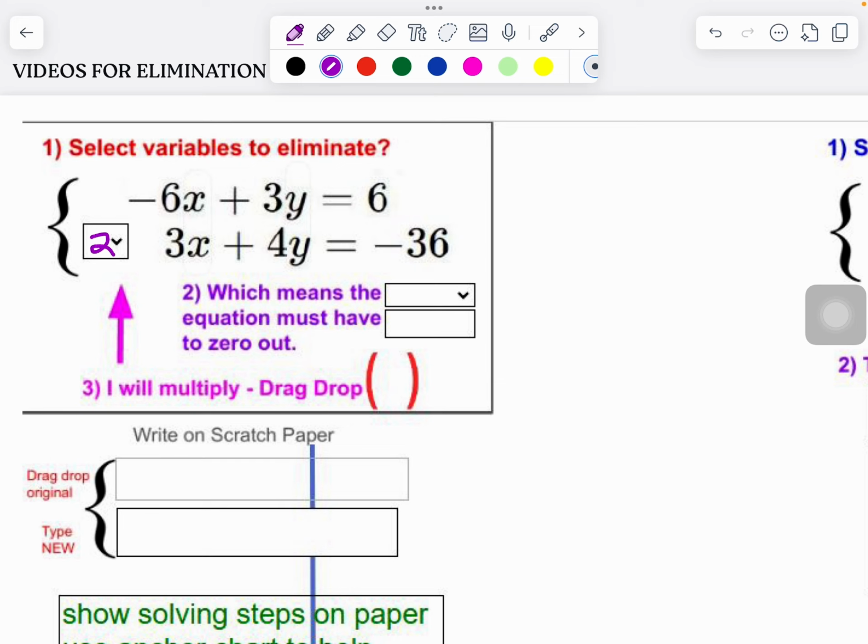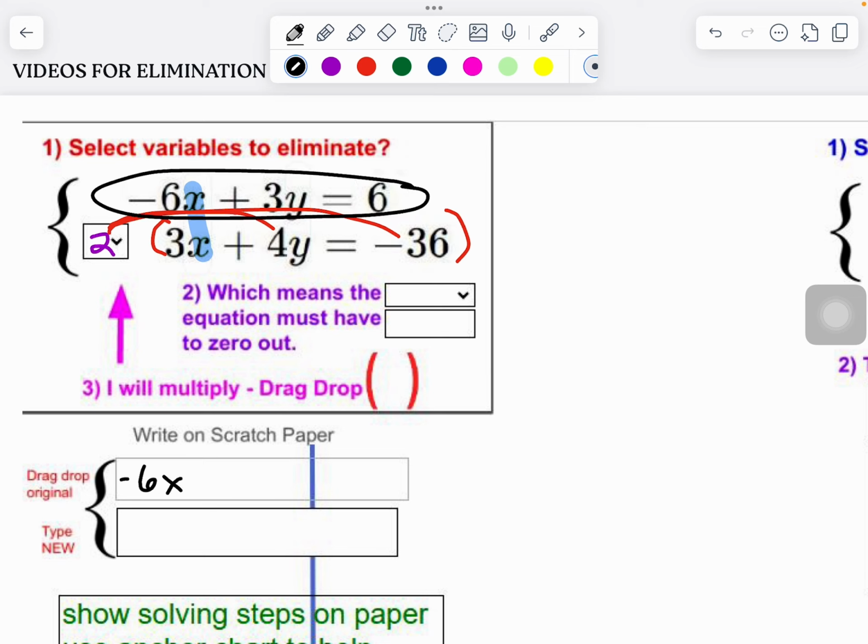So go ahead and highlight the x's because we're going to eliminate them. We're going to get rid of them completely. That's why this method is called elimination. So I'm going to drag up these parentheses here, and we are going to multiply everything by 2. So we're distributing this 2 here. Now you also need to make sure that you drag the original equation down here, negative 6x plus 3y equals 6, because we're not going to mess with that. We're going to leave it alone.